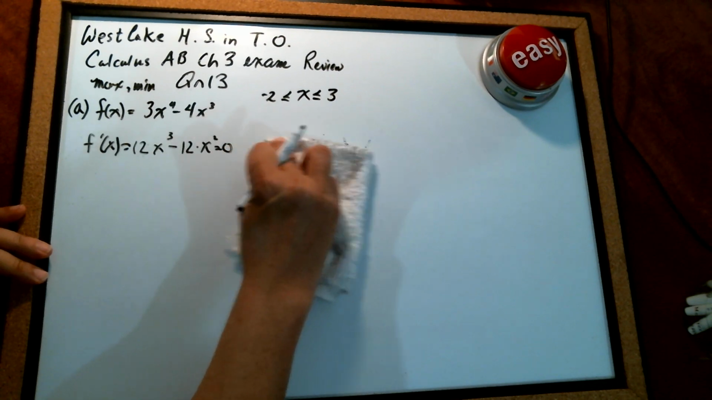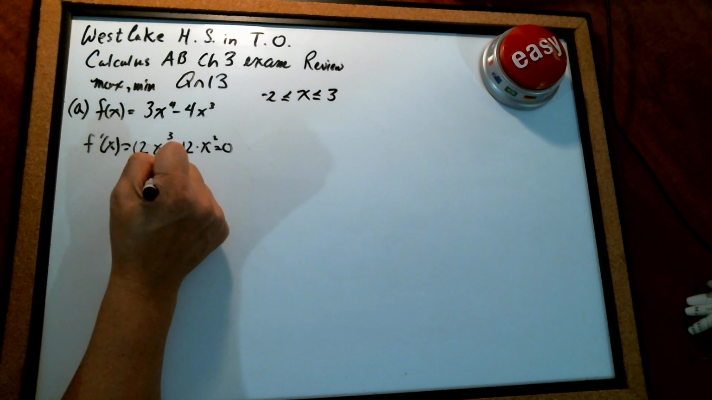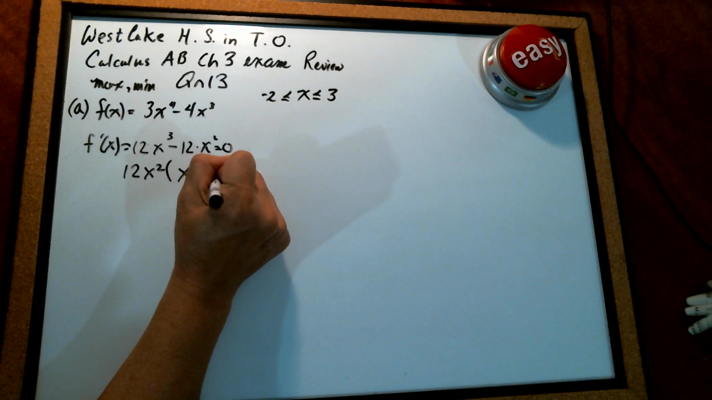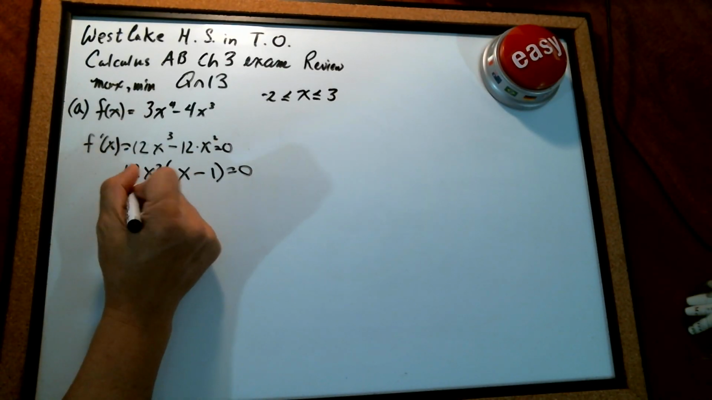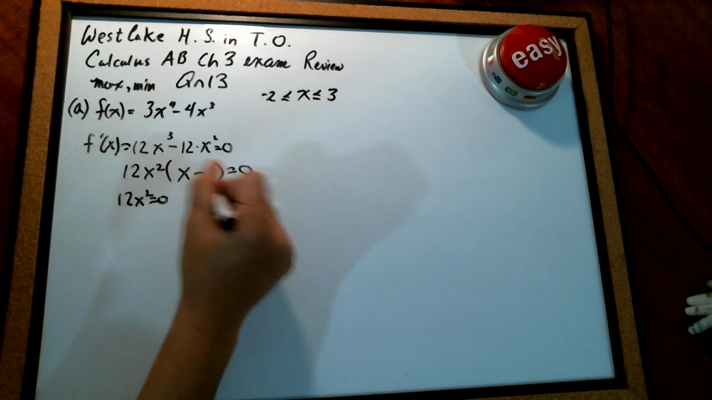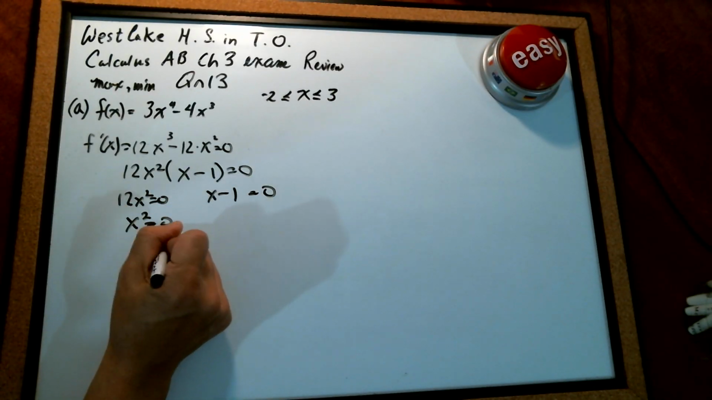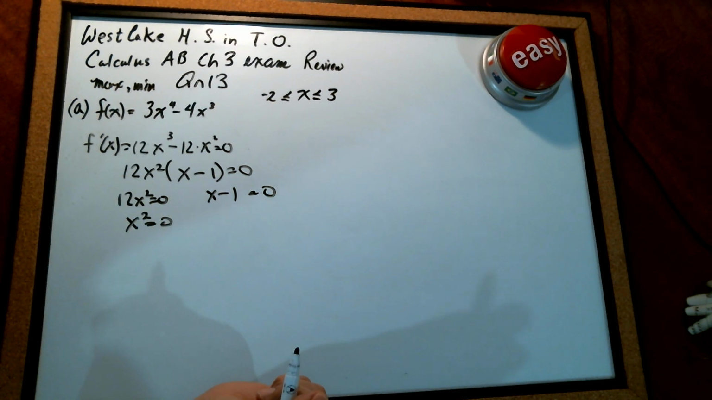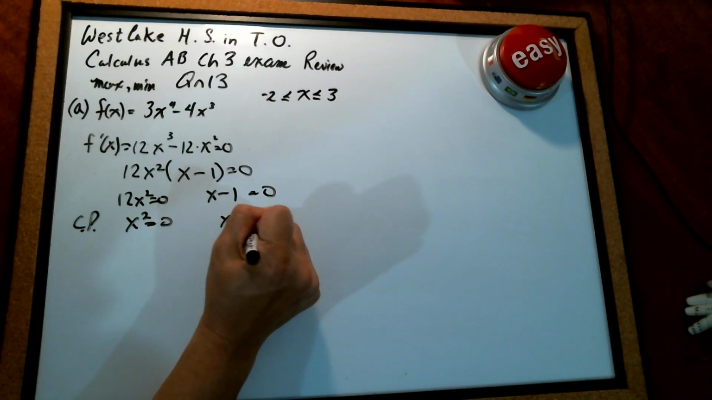Let's get this out of the way first a little bit. What we're going to do is factor out 12x squared. You end up with x minus 1 equals 0. And so you end up with 12x squared times (x minus 1) equals 0. These factors have to equal 0. x squared equals 0. It's a min or max, or they call it a critical point, CP, at x equals 0 and at x equals 1.